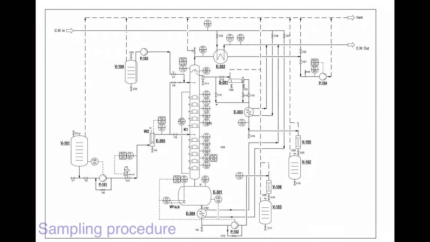Now we proceed with the sampling procedure. Basically, samples can be taken from the distillate, which is at the top side, as well as the bottom product for analysis. I will show you the distillate top sampling first.